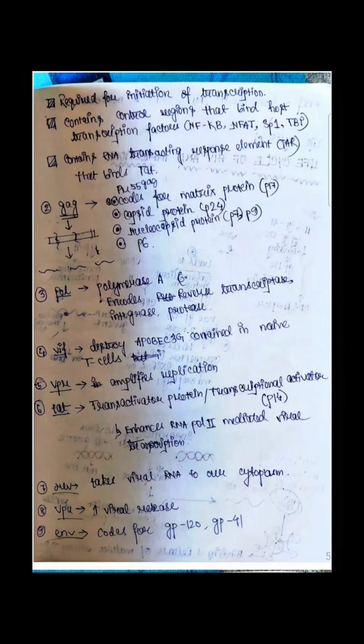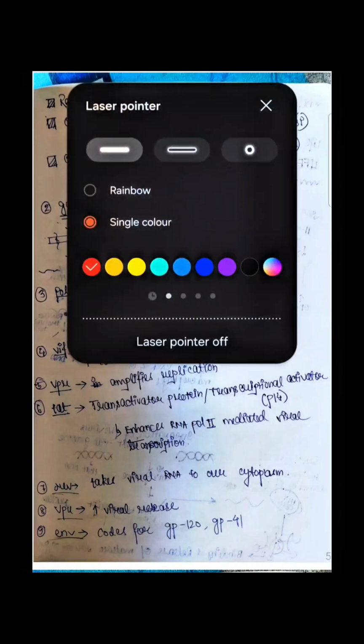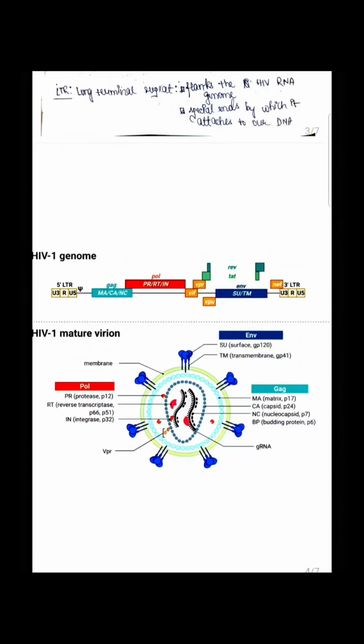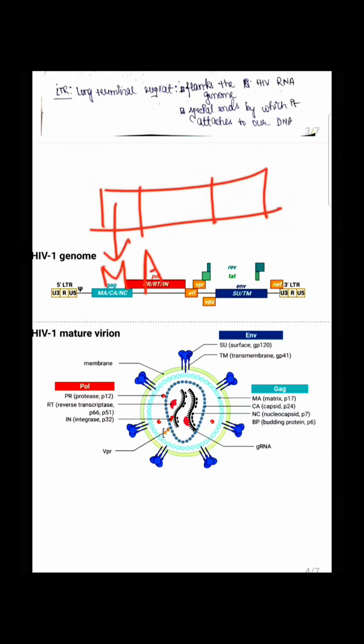Now we will go towards the GAG gene. See, here in the GAG gene, we can see here, and we can also see here, the GAG gene consists of three regions: the MA, the CA and the NC. Basically, we can think of it as a whole gene segment. This whole gene segment can be divided into three parts. One codes for the matrix protein, one codes for the capsid protein, one codes for the nucleocapsid protein.